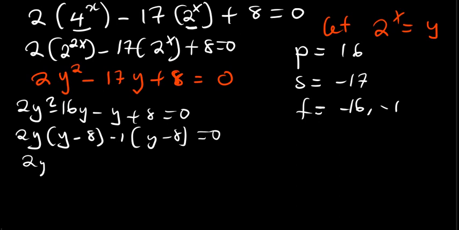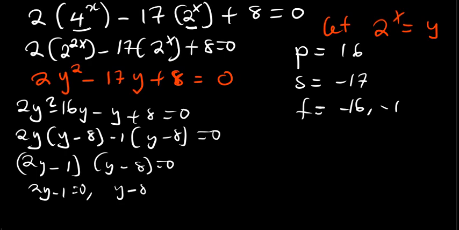So 2y minus 1, then y minus 8, being equal to 0. So now 2y minus 1 is equal to 0, and y minus 8 is equal to 0. If I shift 1 to the other side, y becomes 1 over 2. For this one, y becomes 8. When you reach this point, these are not the answers.